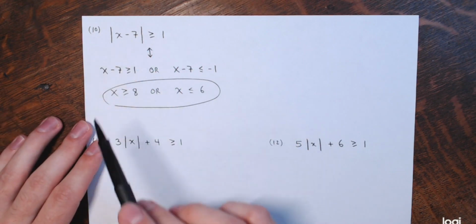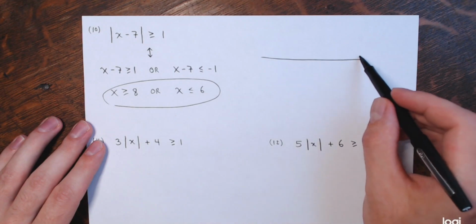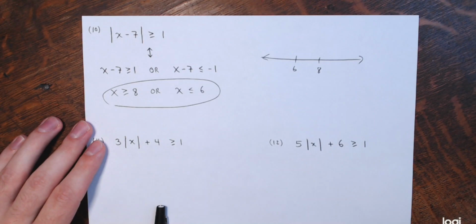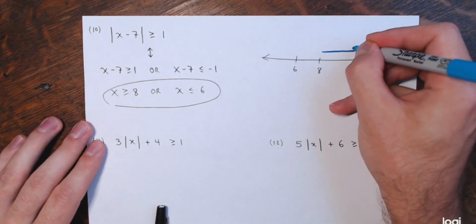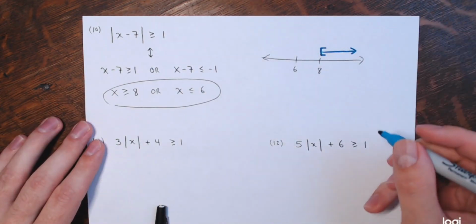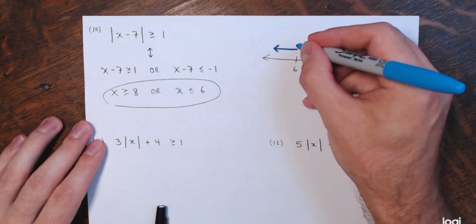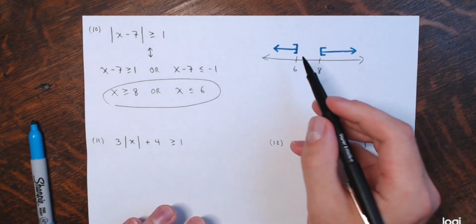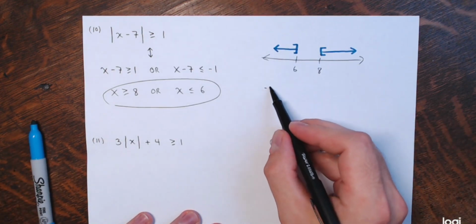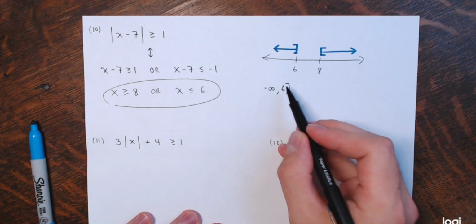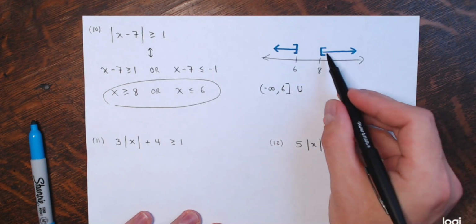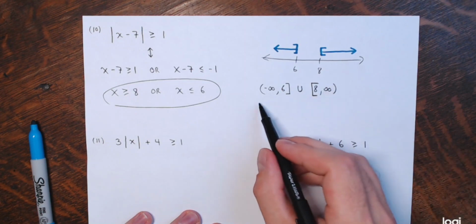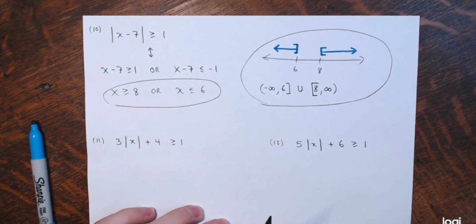And then for the graph, the numbers mentioned in the solutions are 6 and 8. Numbers greater than or equal to 8 are solutions, indicated with that picture. Numbers less than or equal to 6 are solutions, indicated with that picture in the bracket above 6. And then the interval: the left interval is from negative infinity up to 6, bracket on 6. Union, then the second interval from 8 to infinity, bracket on the 8. And there's your graph and interval notation for that set of solutions to this inequality.